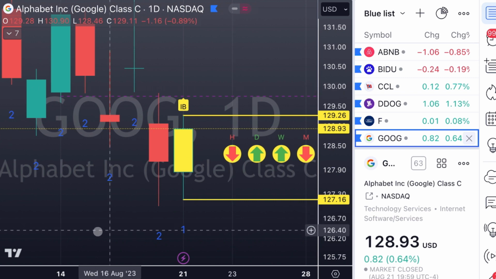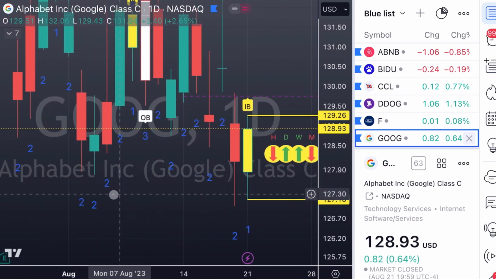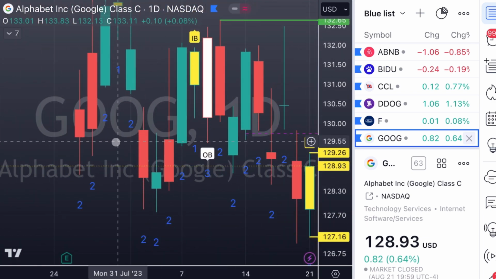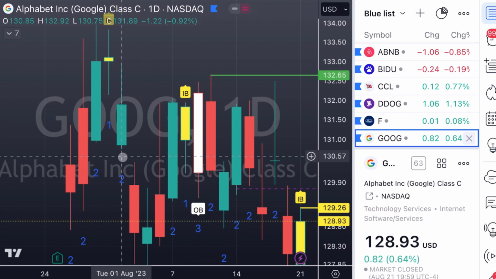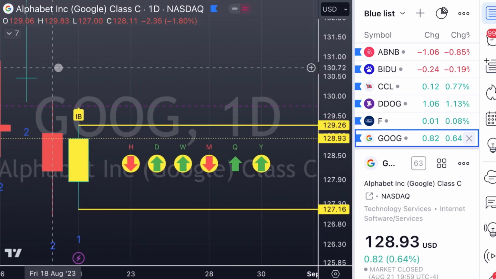Inside bar off of the Google machine. Calls at 129.26, puts 127.16. Last time we had an inside bar, we went outside bar. But we had this inside bar, big run down. So again, we look at the probabilities of these things working out, and it's high probabilities. That's why we talk about it. That's why we teach it. That's why we use them as signals to get into trades.